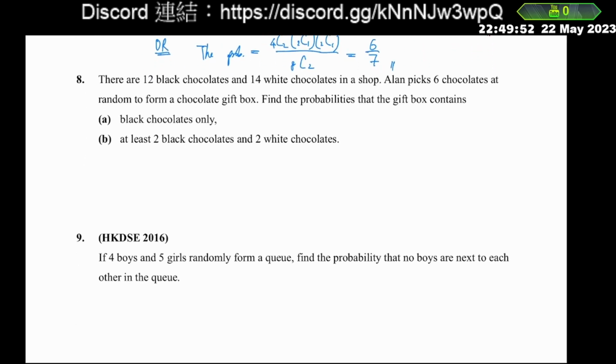There are 12 black chocolates and 14 white chocolates in the shop, so altogether 26. Alan picks 6 chocolates at random to form a chocolate box. Find the probability that the box has black chocolates only. So it is again a selection from black and white chocolates, 2 different groups, and part A involves only one of the groups. The probability should not be difficult to find. It is only black, therefore 12C6, choose 6, and from everything 26C6. Then we have the result, so just press the calculator.